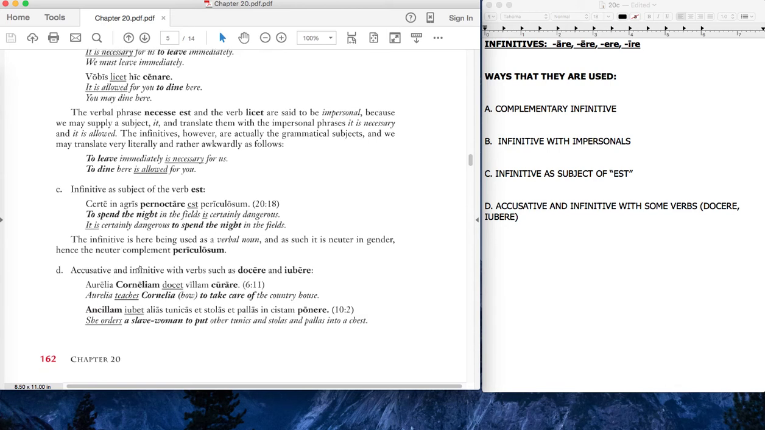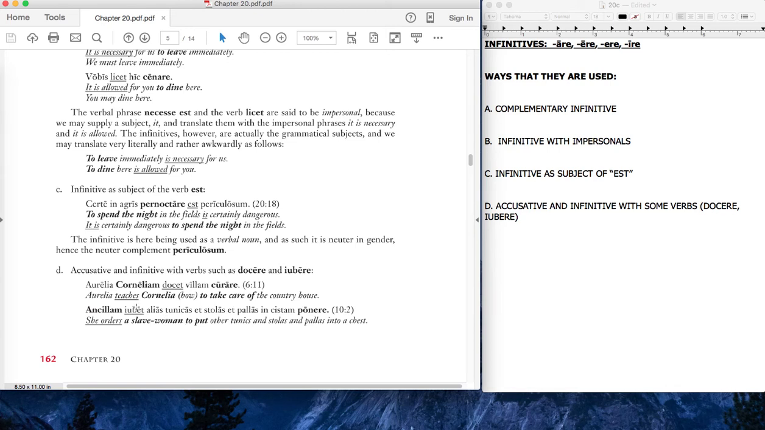And then there's this last one, which is you'll find accusatives and infinitives together with certain verbs like docere, iubere. So that's when somebody else is being told to do something or taught to do something. So here we see an accusative, Corneliam, and curare is an infinitive. So accusative, infinitive. Aurelia is the subject. Aurelia teaches Cornelia. So she teaches Cornelia, that's the accusative, that's a direct object, and she teaches her to do something, to care for the villa, to take care of the house.